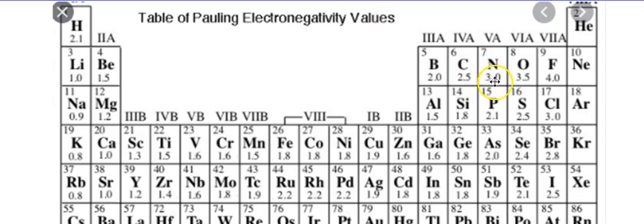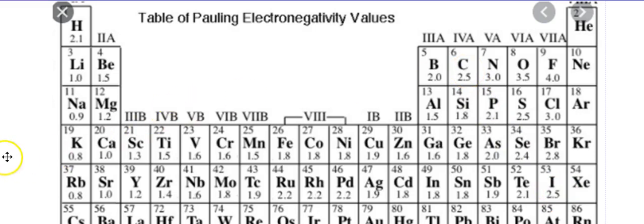How about 3.0 minus 2.5? You get 0.5. That's polar. How about 3.5 minus 2.5? That's 1.0. That's polar. How about 4.0 minus 2.5? That's polar. What about 3.0 minus 2.5? That's polar. How about 2.8 minus 2.5? That's 0.3. Hey, that's nonpolar. How about 2.5 minus 2.5? That's 0. That is nonpolar.